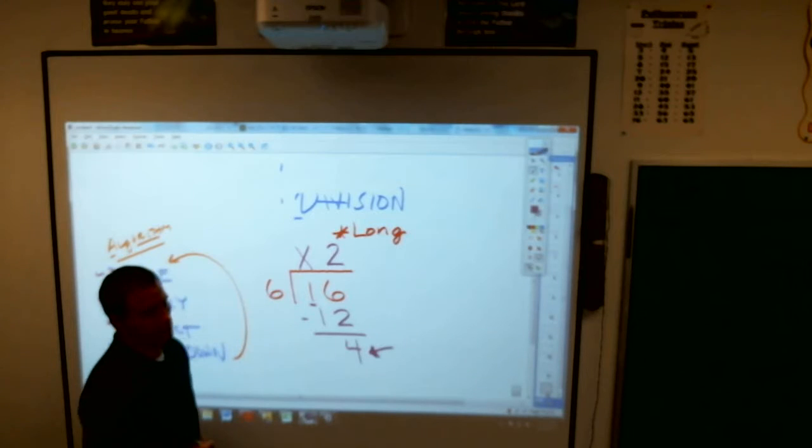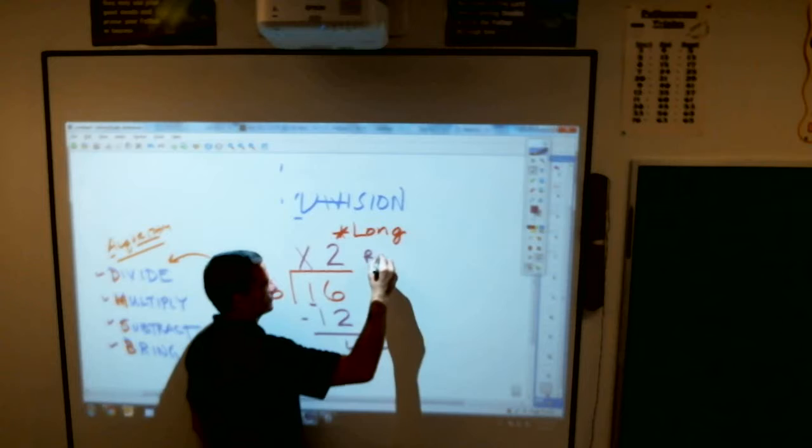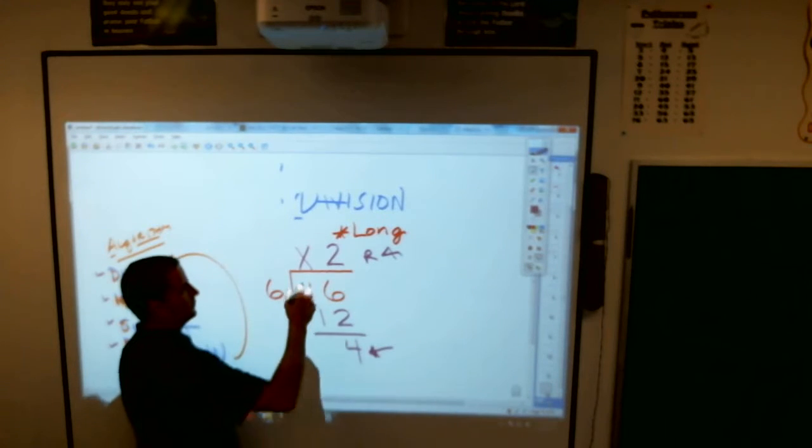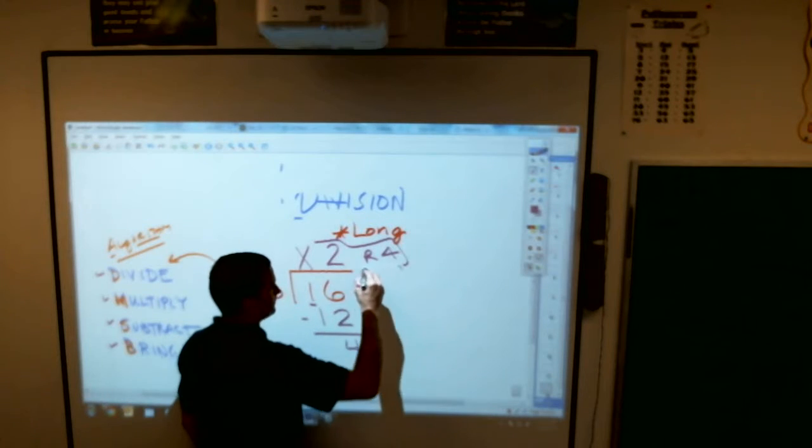That little guy there we call, River? A remainder. So we write a little r and we put the 4 over there and our problem is done.